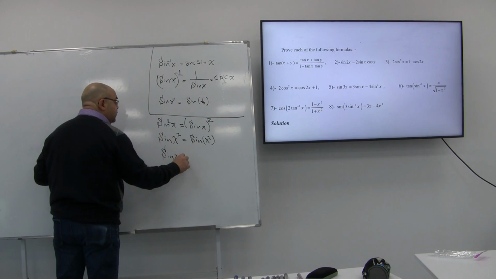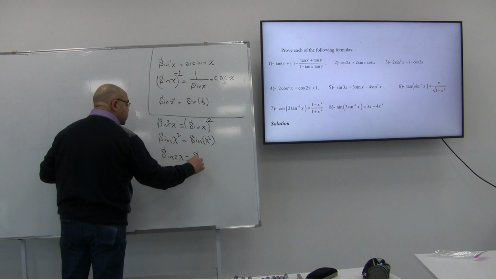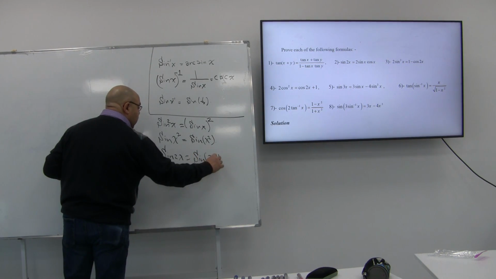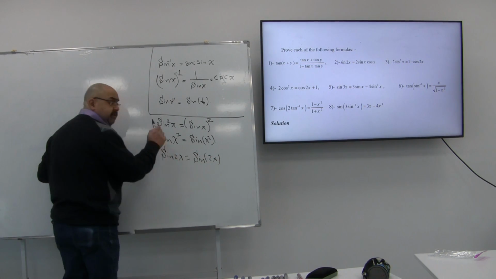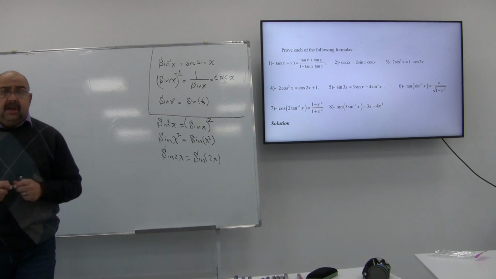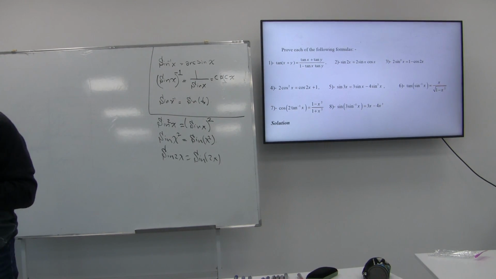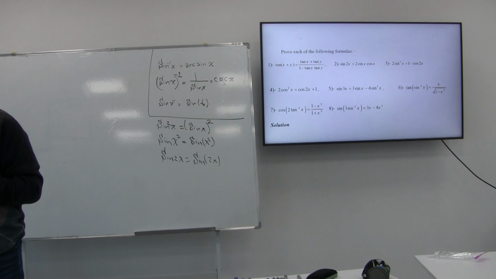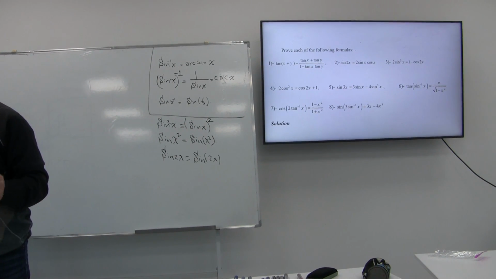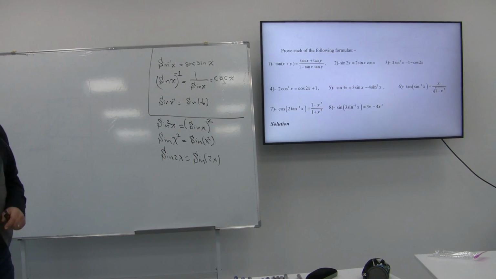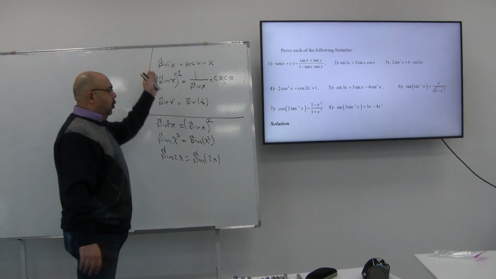Because also you have sine of 2x, which is sine of 2 times the angle. So please be careful about the numbers beside the angles. Is it above the sine, above the angle, or beside the angle value? Okay, this is very, very important. Okay, now you know all of this.